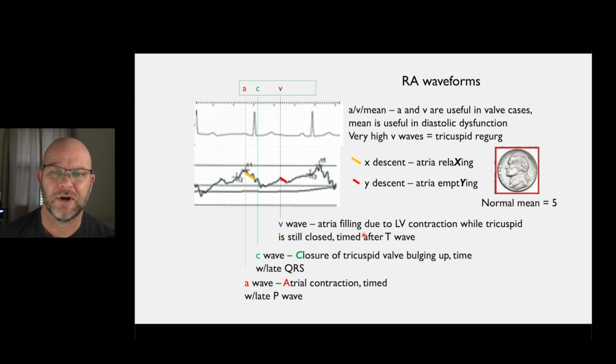So let's jump into that part. Here's our right atrial waveform. And when you time out your A wave, that's timed late with the P wave. Remember, your electrical activity is going to happen a few milliseconds ahead of your mechanical response. So late in the P wave, we'll have our A wave talking about the atrial contraction.